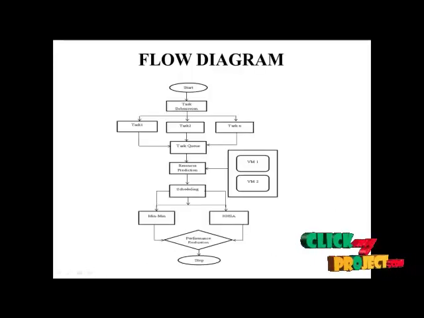Next we go for the flow diagram. The flow diagram starts by submitting the jobs, that is, the tasks. Here we can submit n number of tasks. The tasks are ordered into the queue to the cloud. Here the VM resources are represented as VM1 up to VMn.